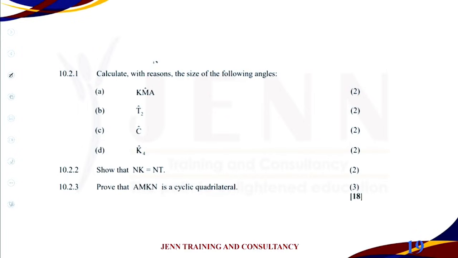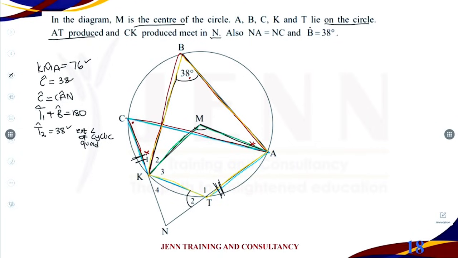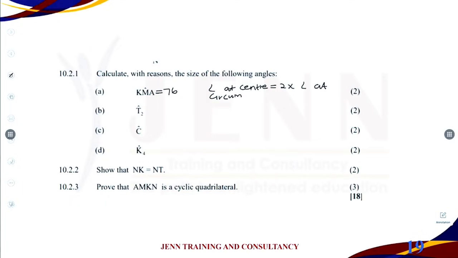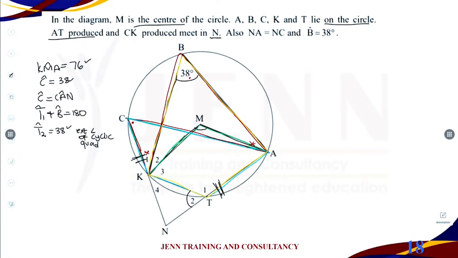The size of angle KMA, we said is 76. And the reason for that, it will be angle at center is equal to 2 times angle at circumference. And then the size of angle T2 will be 38. This will be your exterior angle of a cyclic quad. And then the size of angle C is 38.